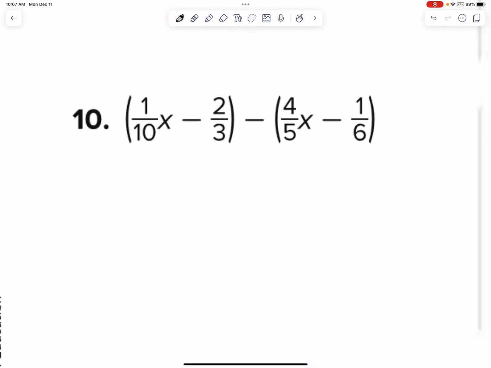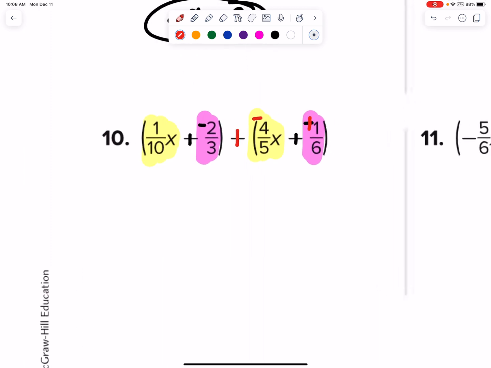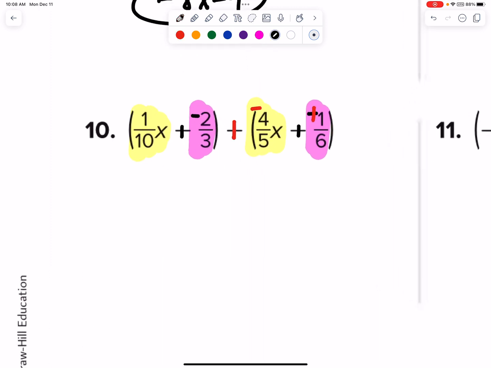All right, let's jump down to number 10. Of course, we have fractions where we need common denominators. KFC first inside the parentheses. Now do your big KFC, adding the opposite, because we're distributing it across the quantity. Combining like terms, we have a 1/10 x and a negative 4/5 x. We have a negative 2/3 and a 1/6. Luckily, they're pretty easy to common denominator here. Let's go ahead and combine like terms.